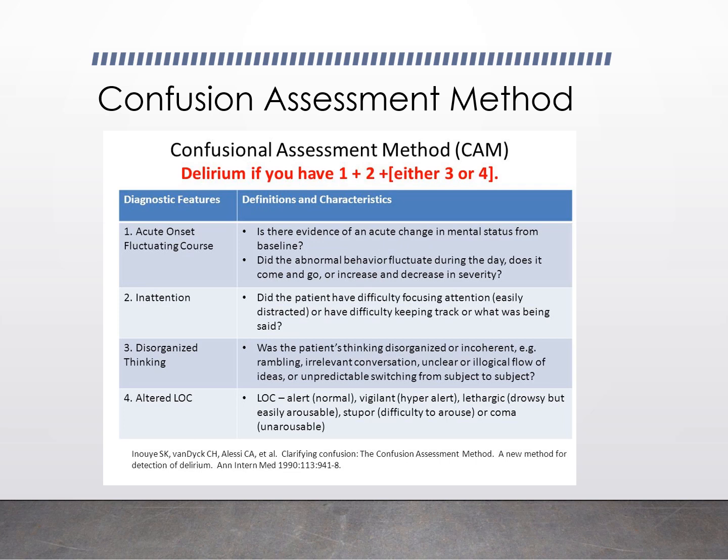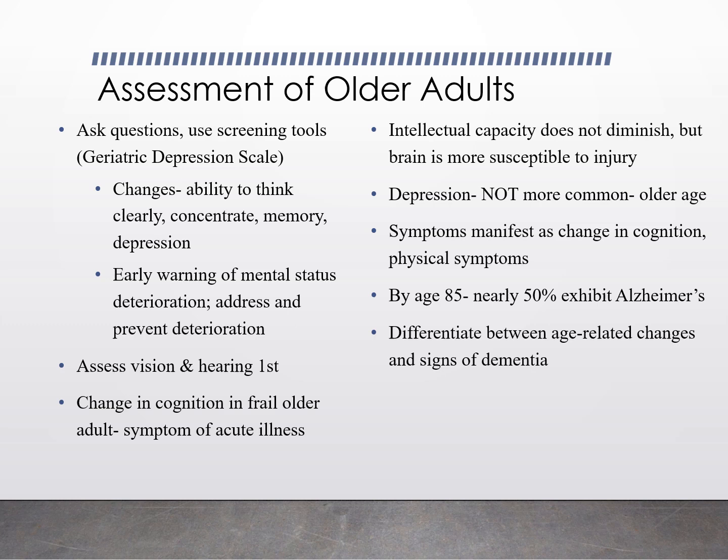So there again is one that's a confusion assessment method for ICU and one that's non-ICU. And this is something you'll see in the hospital setting. When we think about assessing older adults, we're going to ask the questions and use possibly some screening tools. So we are looking to see if there are age-related changes that we might expect, or is there something pathological that's happening.